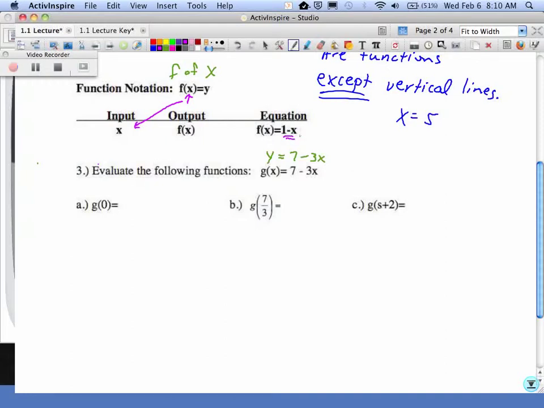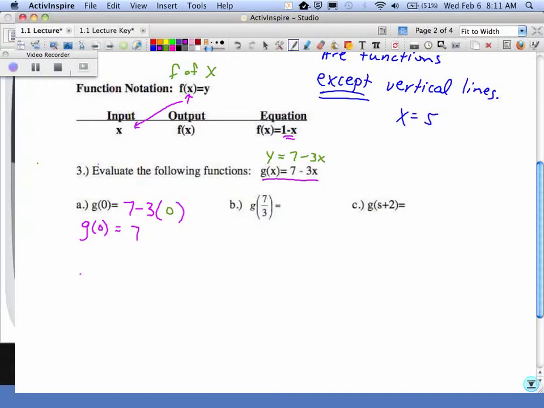So if somebody asks you to find g of 0, all you're going to do is take 0 and put it into your equation or into your function where the input variable is. So this would be, we're going right to here, 7 minus 3. And what goes in for x now? 0. So my answer then is 7. So if you write it, you would say maybe g of 0 is equal to 7.